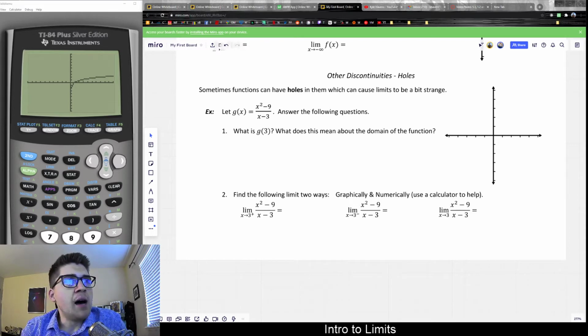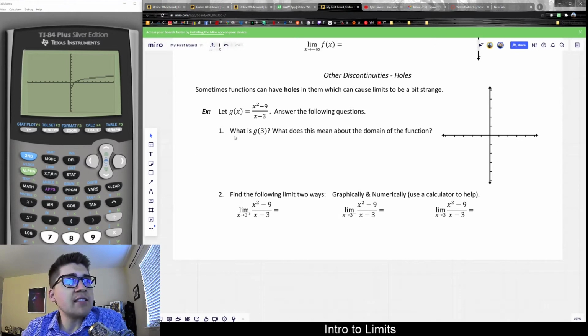But sometimes dividing by 0 doesn't result in an infinite limit. Sometimes it can result in something else. And this is another thing, a discontinuity called a hole, which let's go ahead and look at. So let's again return to the packet.